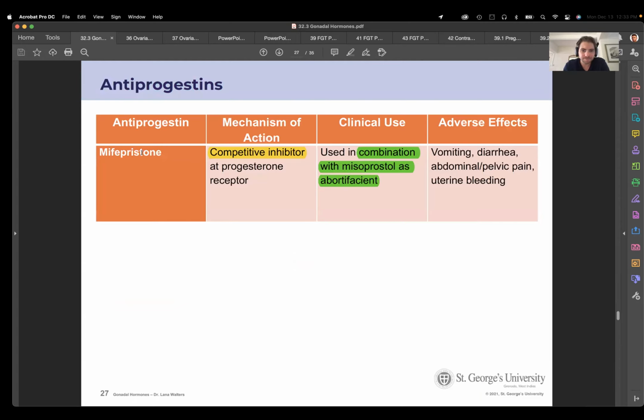Mifepristone is used as an abortifacient. Remember, we talked about misoprostol yesterday. You can use these in combination, and it's an abortifacient. It'll block progesterone. Mifepristone will block progestin or progesterone, so if that's the case, it'll terminate the pregnancy. And misoprostol is used as well.